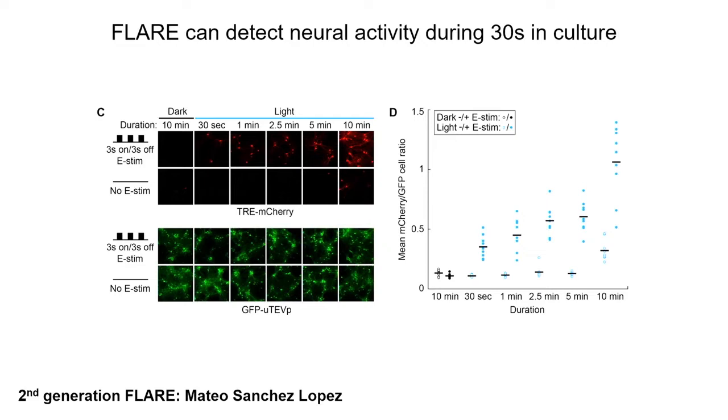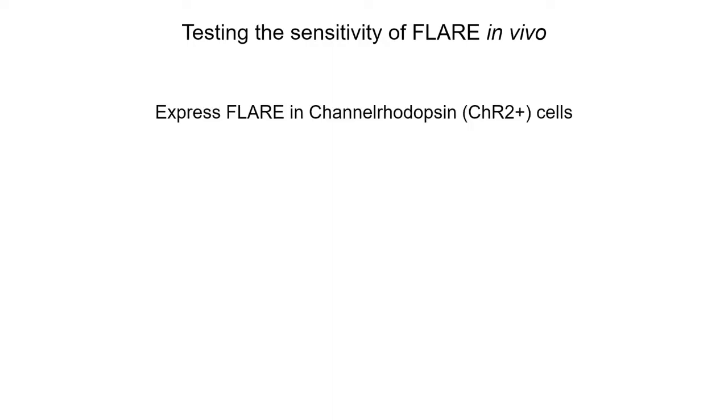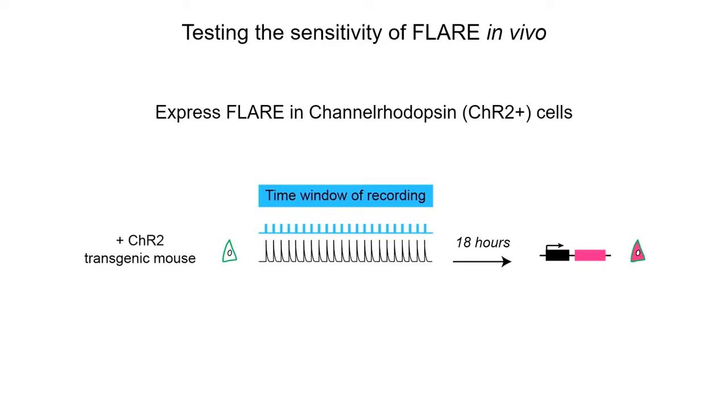So to test the sensitivity of FLARE in vivo, we took advantage of another blue light gated tool that I know well from my graduate studies, the channelrhodopsins, these opsin ion channels. So what we did here is in a CHR2 transgenic animal, in the prefrontal cortex, I injected the FLARE viruses and implanted an optical fiber.